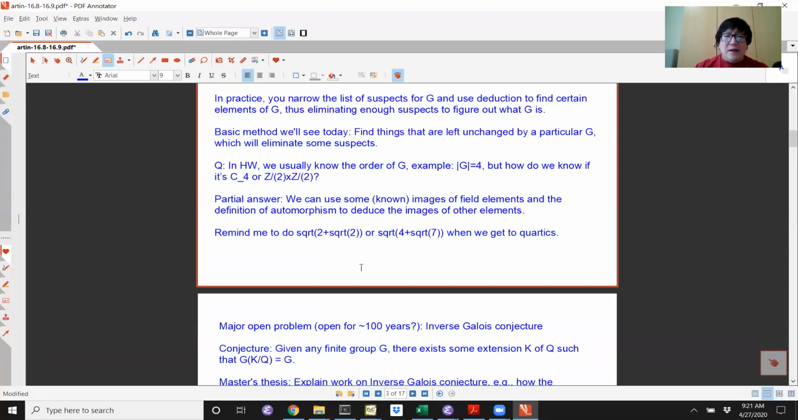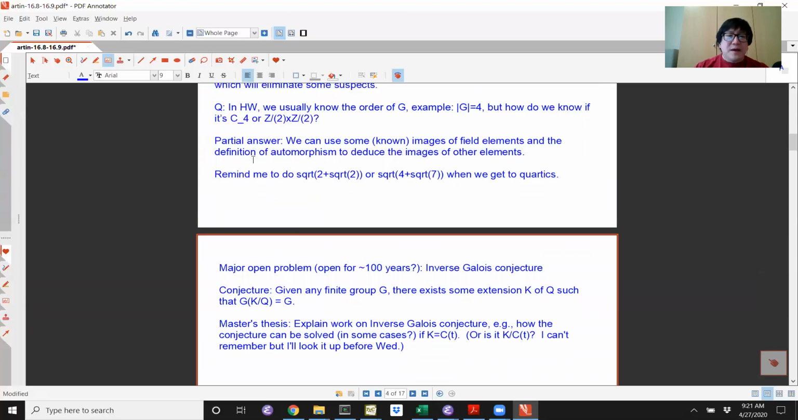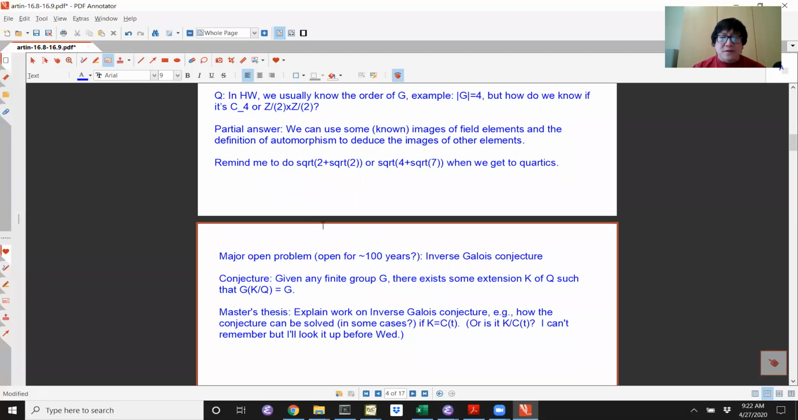The second question was, how do we distinguish between these two things? In general, I don't know if you saw this in the quartic chapter, it's actually just not so easy. We'll get to some examples for this later on.